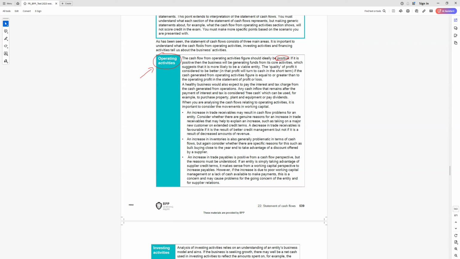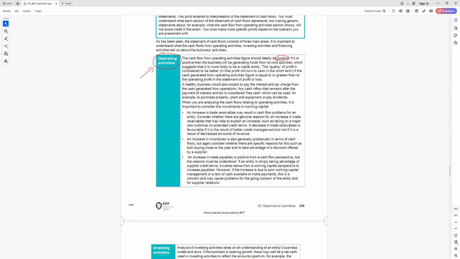If it is positive, then the business will be generating funds from its core activities. Core activities means the daily operation. We suggest that it is more likely to be a viable entity. Viable means it looks good, that means nothing fluctuates very much. The quality of profit is considered to be better.